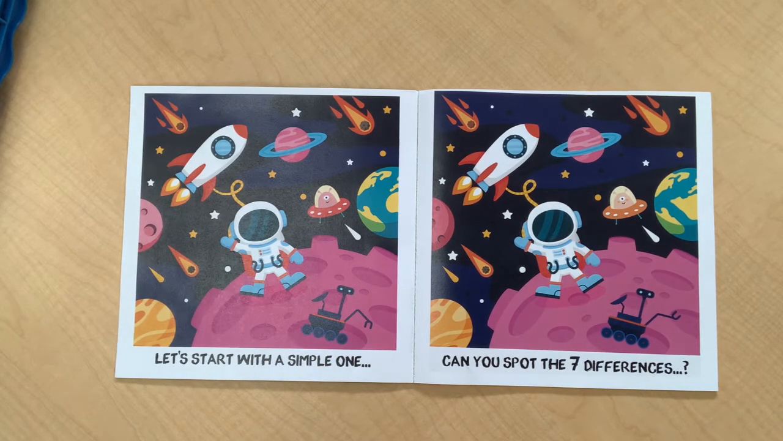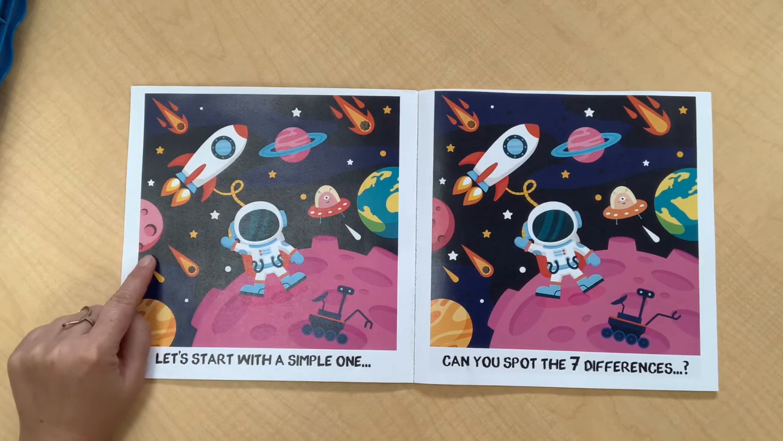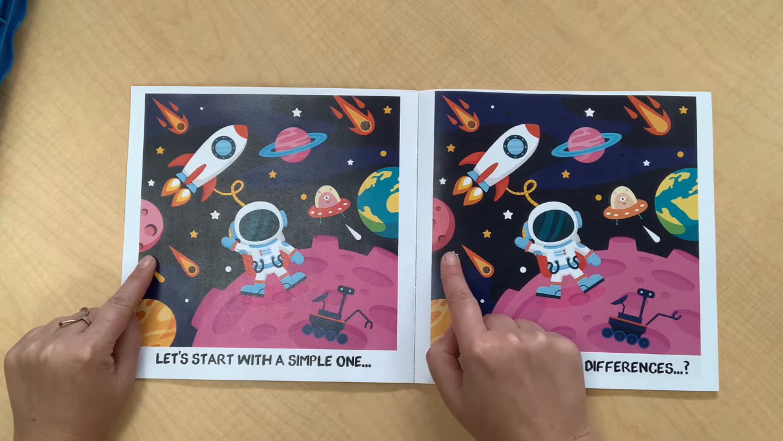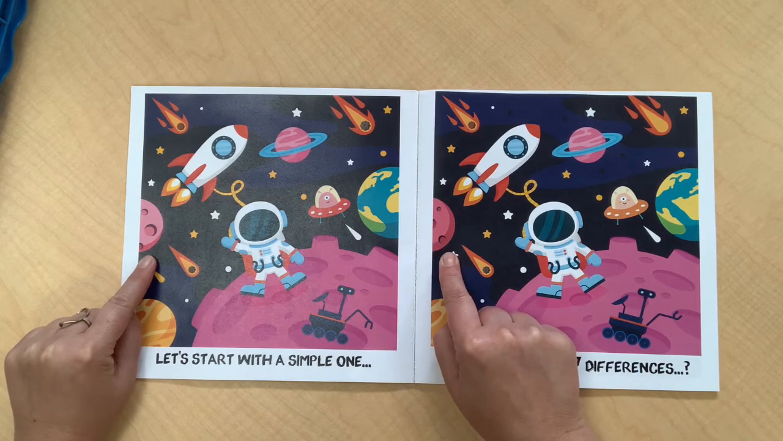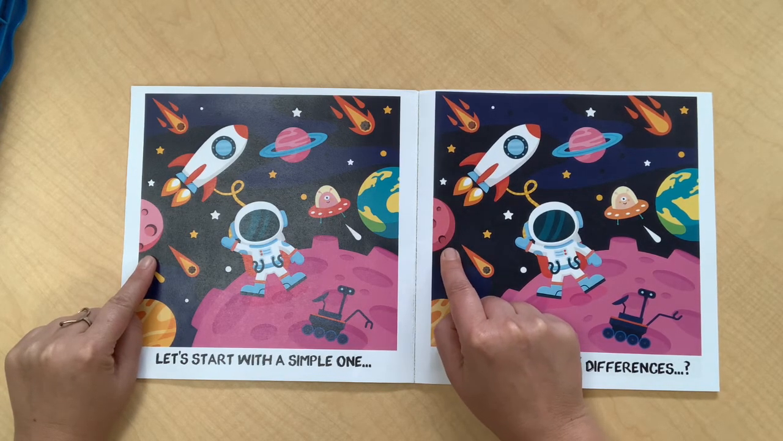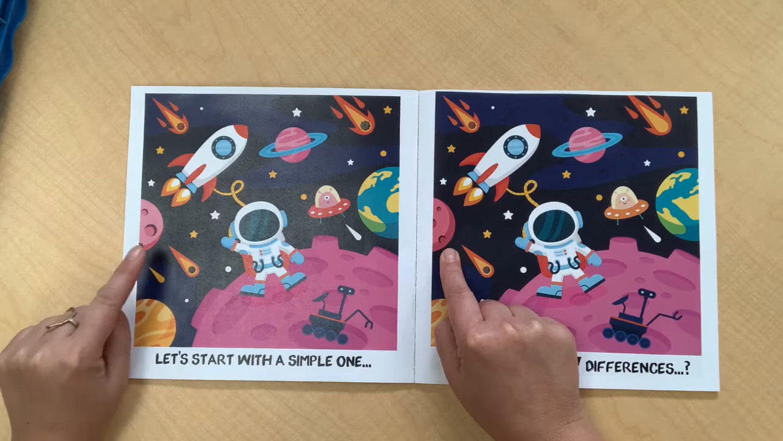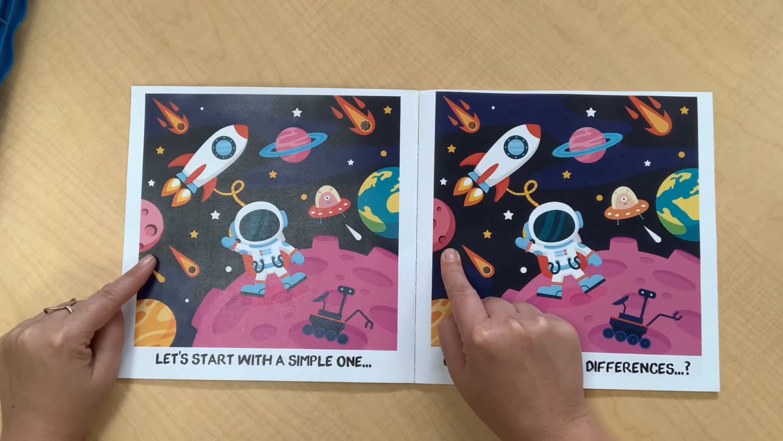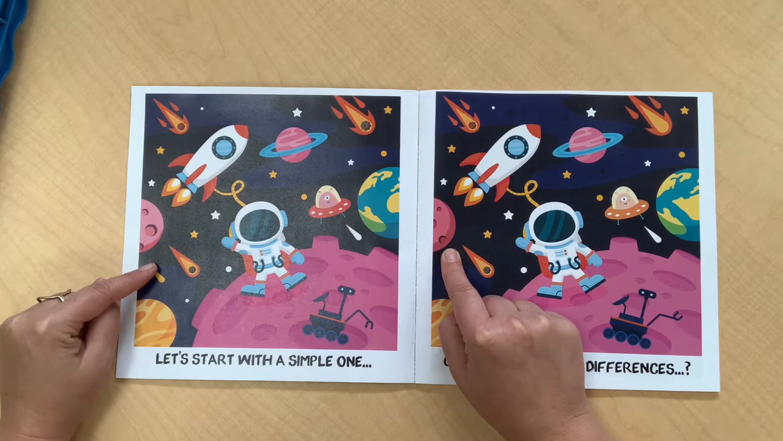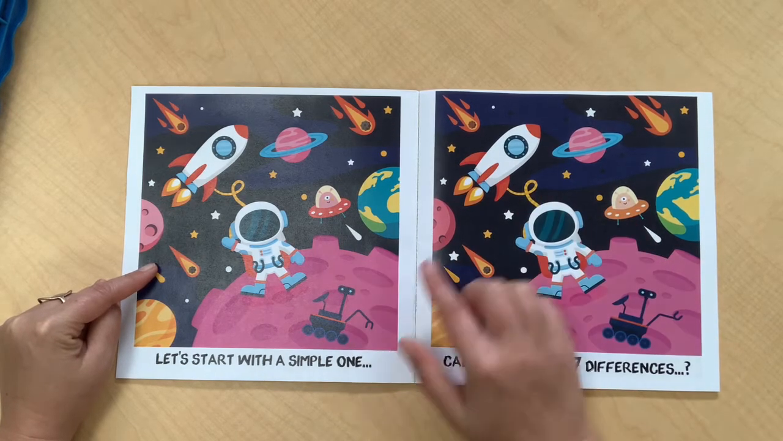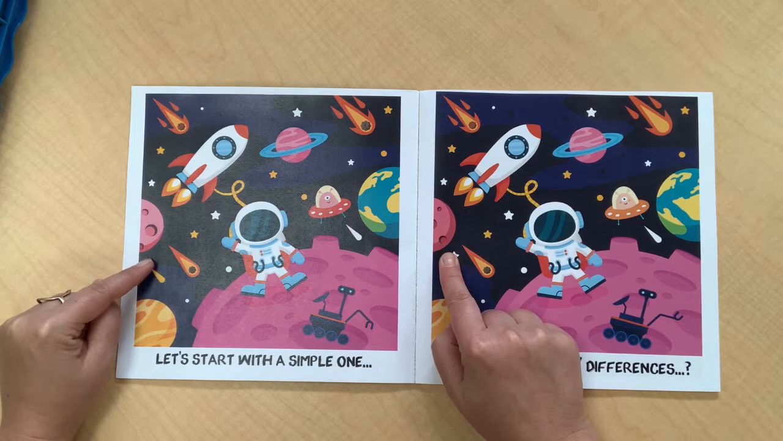Ooh, but you know what I just noticed? Look at the spots on this moon, and then look at the spots on this moon. So I don't know if you can tell, but this moon is a little bit darker pink than this moon, but they also have the spots in different places, the craters, you know, those like dug out parts on the moon. So those are different too.